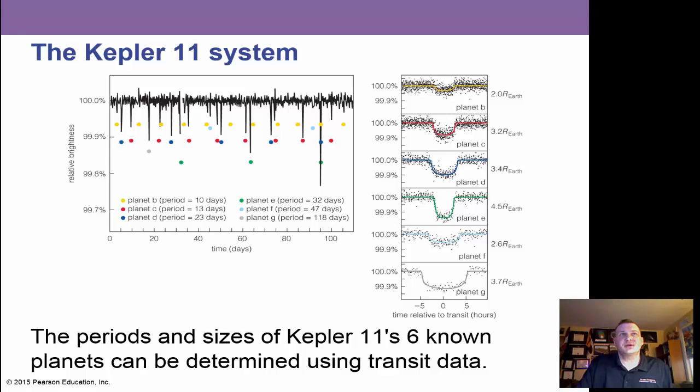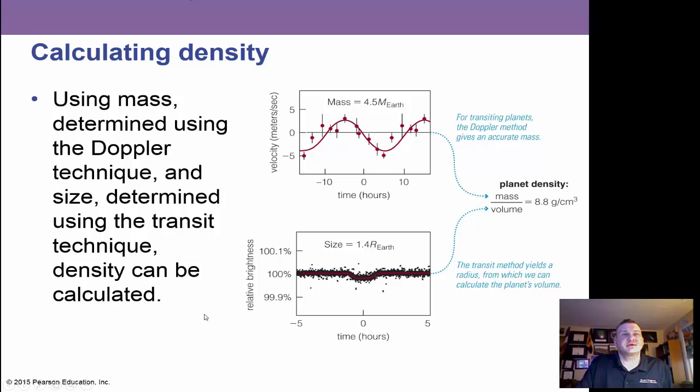So here is a system called the Kepler 11 system. The periods and sizes of this six-planet system can be determined using transit data. And on the right-hand side here you see the light curves, as we call them, where the planet dips down and eclipses the star. Similar to my research at Missouri State. Using mass, which we can determine with the Doppler technique, and the size, we can calculate the density of the planet. Is it an Earth-like planet or a Jupiter-like planet, given its density?